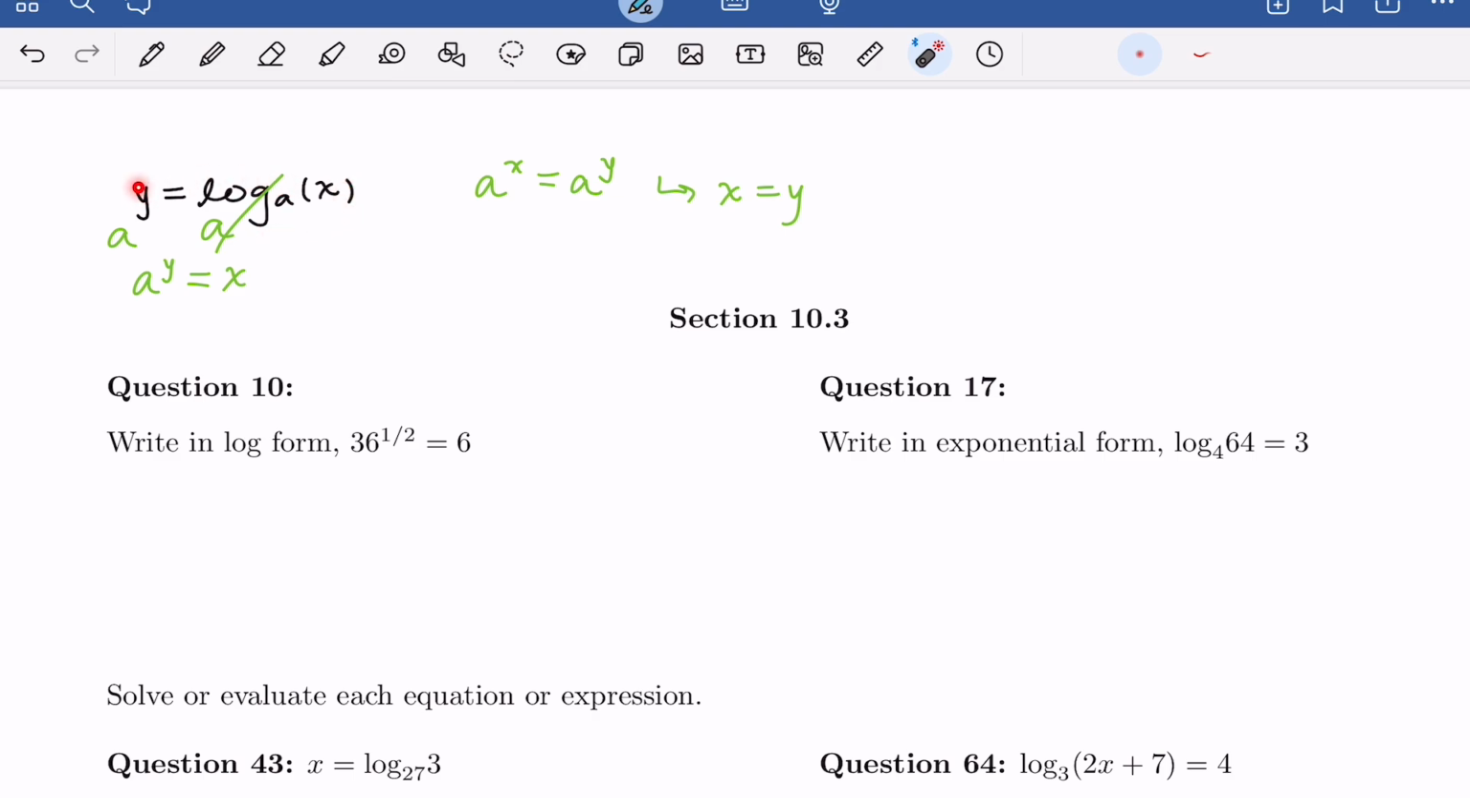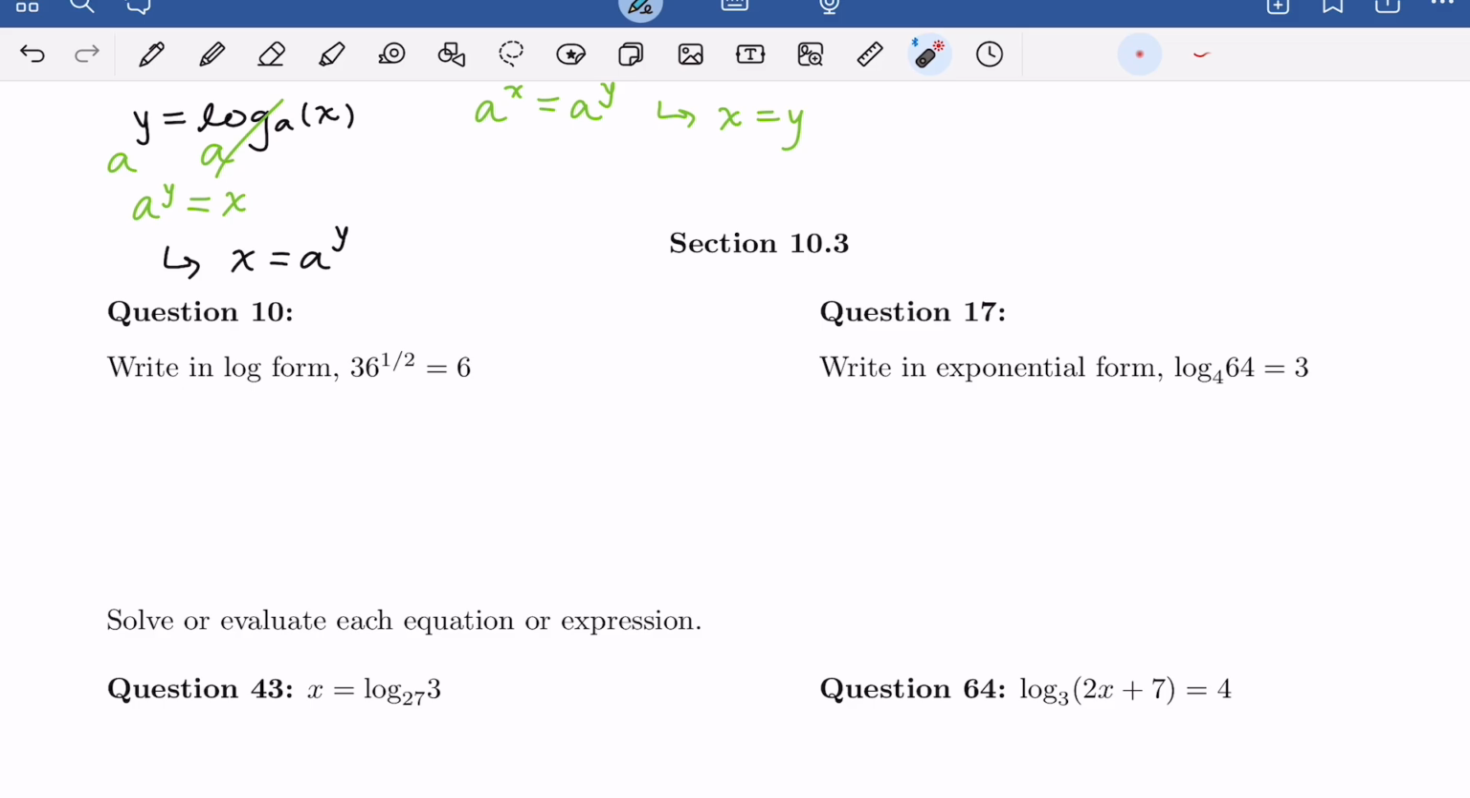So this is how we would go from our log form to our exponential form. We would say that x is going to be equal to a to the power y. So we're going to use this property here and this guy to answer the following questions.